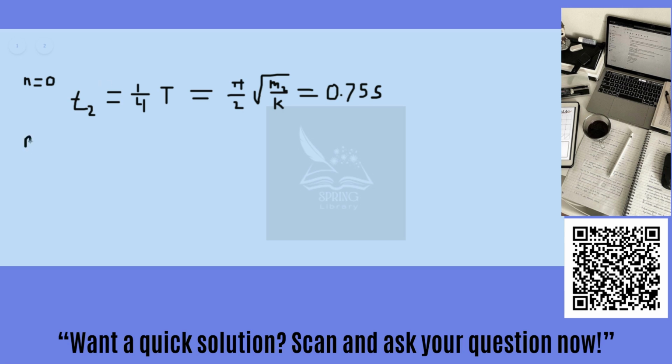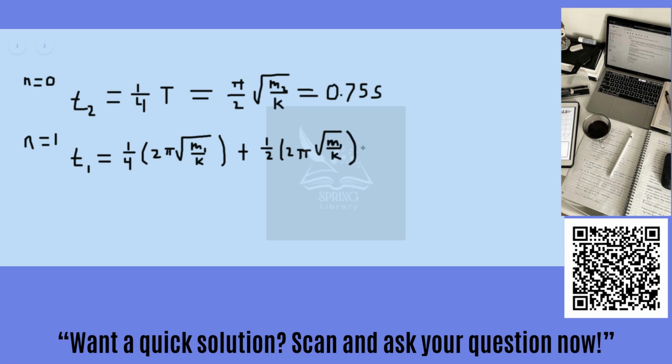Let's try when n is equal to 1. For t1, if n is equal to 1, we have 1/4 times T, which is 2 pi square root of m1 over k, plus n is equal to 1, so this is 1/2 times T, which would be 2 pi square root of m1 over k. Plugging these values in, we find that this is also equal to 0.75 seconds.